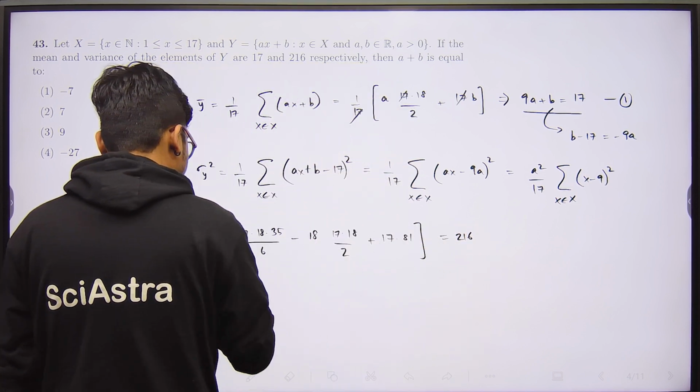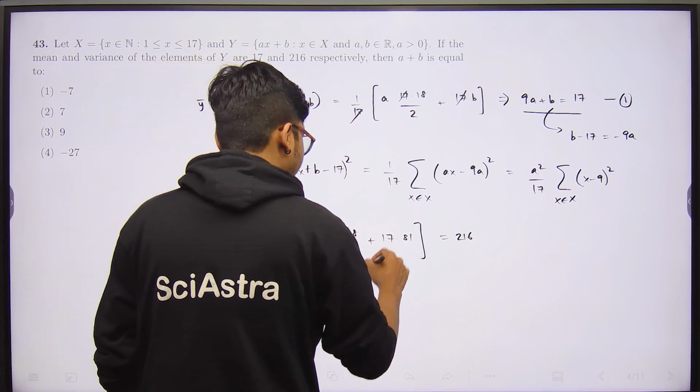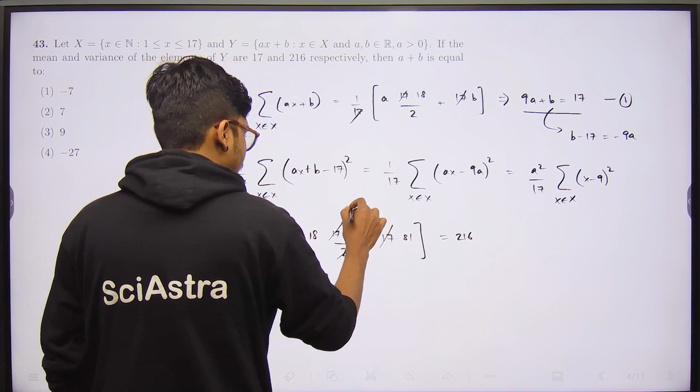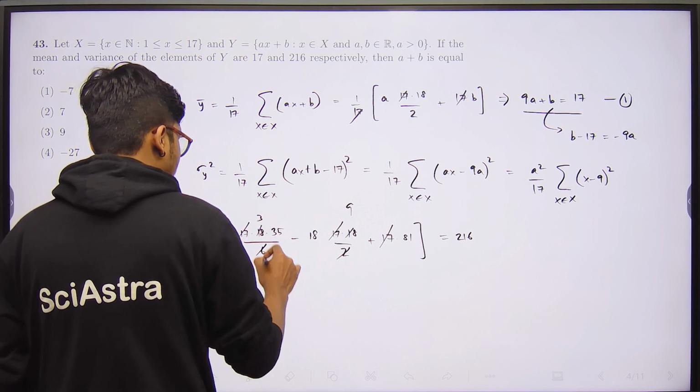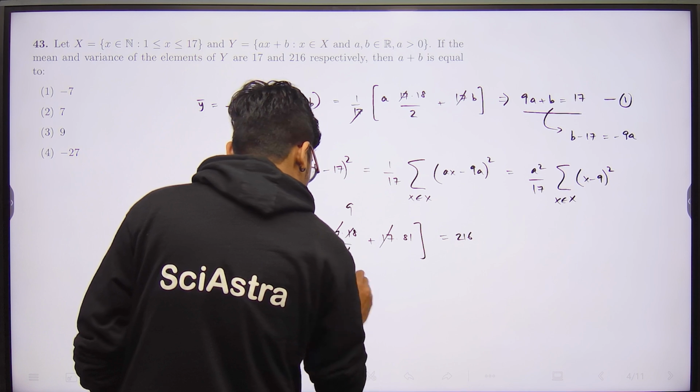Okay. Now from here you can cancel out all the 17s, whatever is in the numerator, and from here let's say you cancel this out. So 9 into 18, 18 into 35, this also becomes 3. Yes, a will turn out to be 3 from here. Okay, once you solve this.